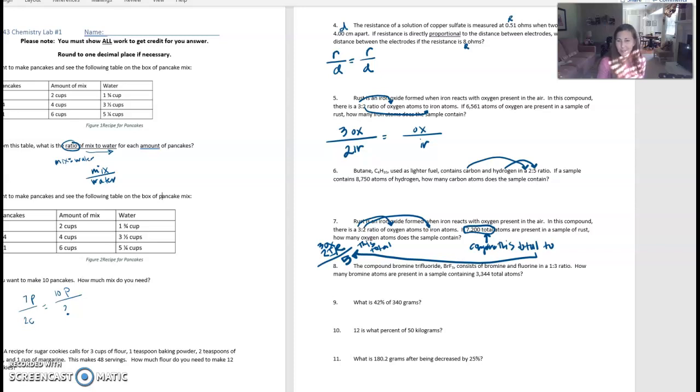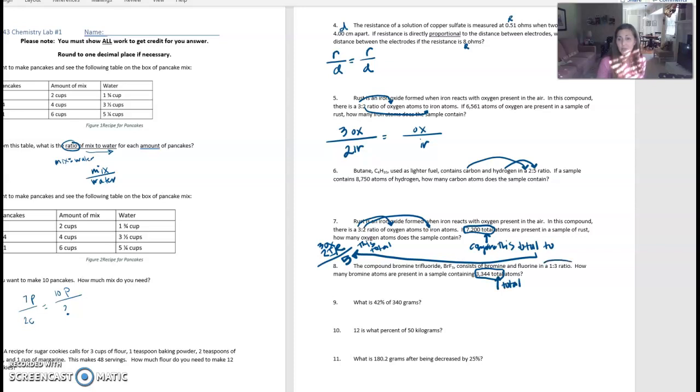Number 8, compound bromine trifluoride. I'm probably pronouncing that wrong. Bromine comes first, fluorine comes second. Again, this one is talking about the total number of atoms. This is the total number of atoms in the compound.